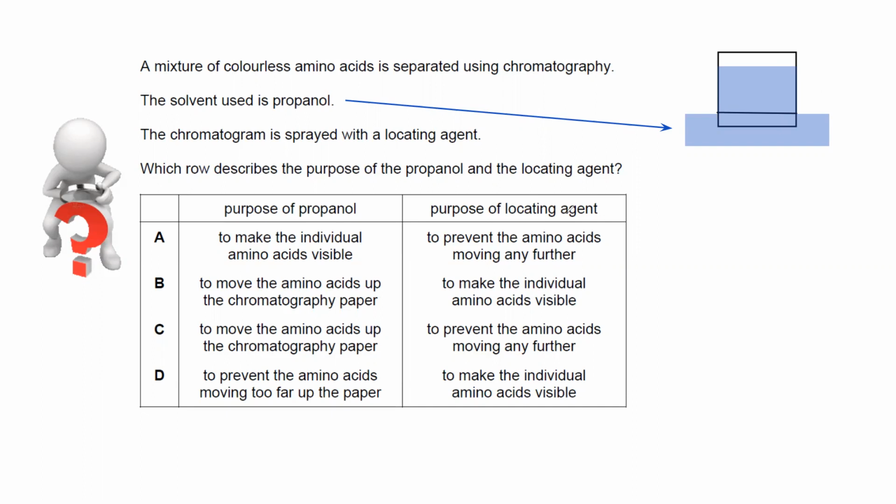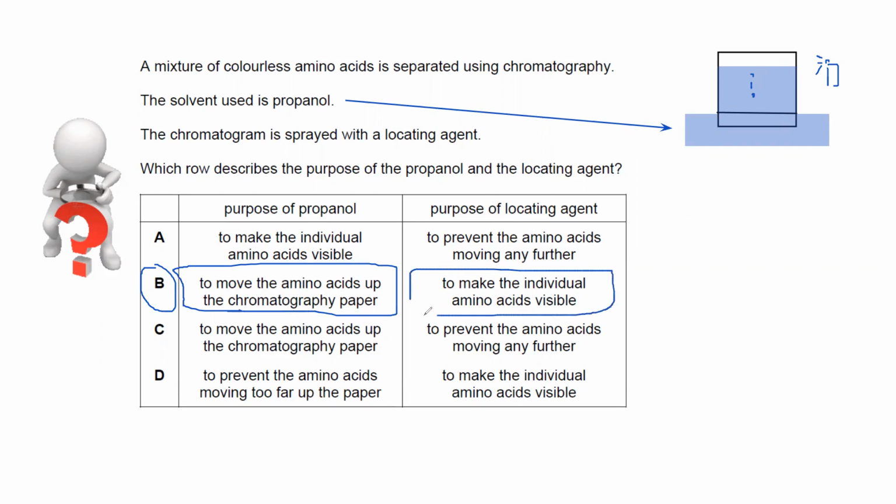And what is the purpose of the locating agent? When we spray this with a locating agent, the locating agent makes the spots visible. So the purpose of propanol is to move the amino acids up the chromatographic paper, and the purpose of the locating agent is to make the individual amino acids visible. So B is the right answer. Is it clear?